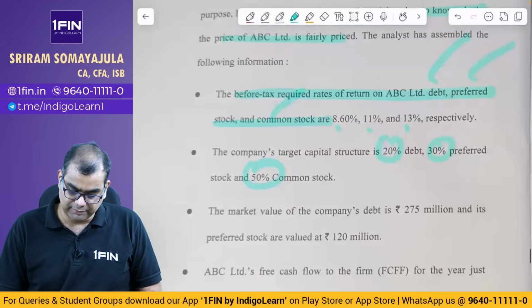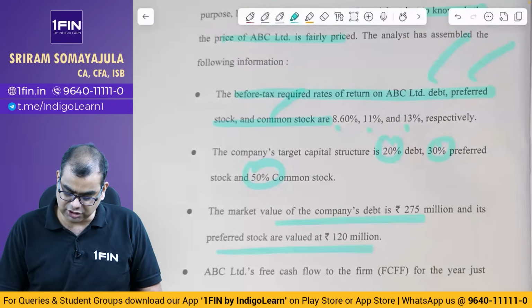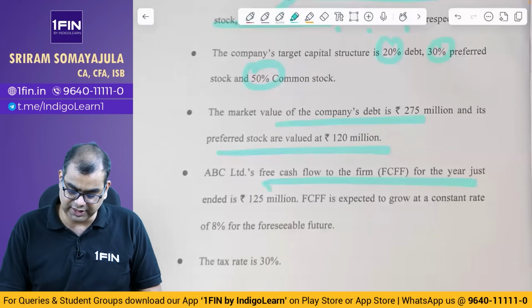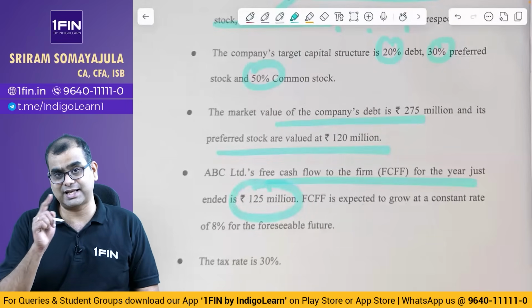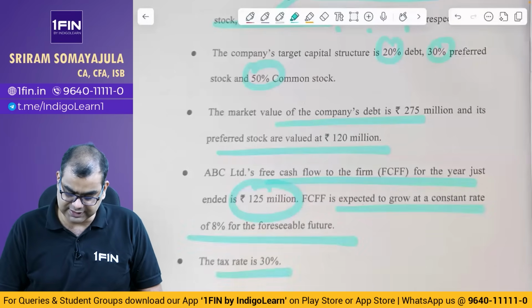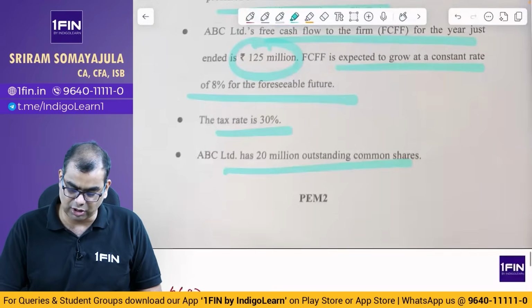Okay. Market value of debt is 275. Preferred stock is 120. Okay. ABC's free cash flow to the firm for the year ended is 125. This is FCFF 0. And is expected to grow at a constant rate of 8%. Tax rate is 30%. They have 20 million outstanding common shares.